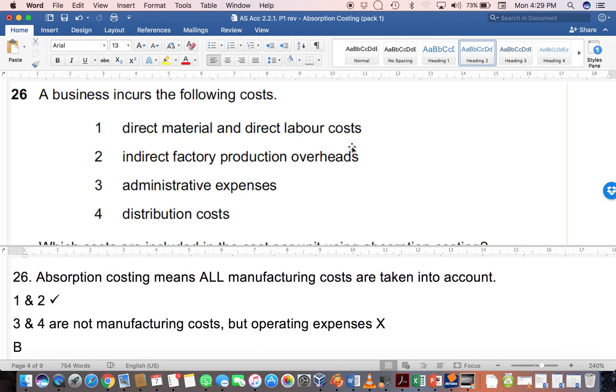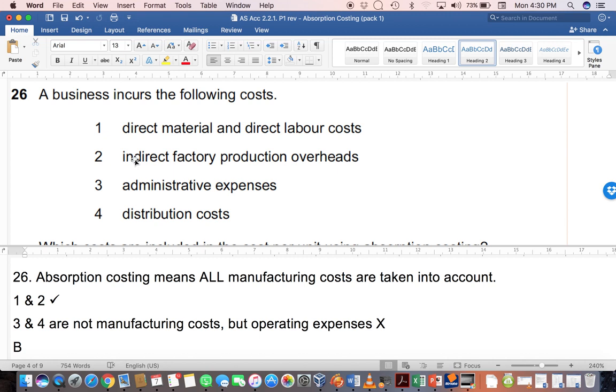Question 26. A business incurs the following costs. Number 1, direct material and direct labor costs. Number 2, indirect factory production overheads. Number 3, admin expenses. And number 4, distribution costs. Notice that they have actually been divided up into the different cost categories, and just to quickly run it by you, notice that number 1 is all your prime costs or direct costs.